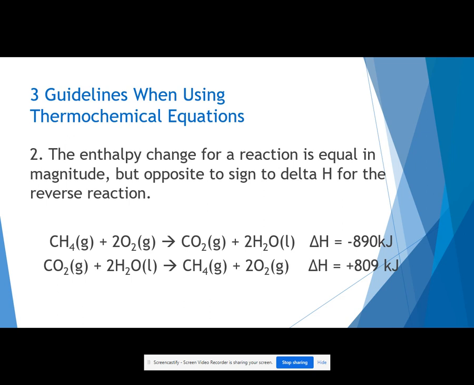The second guideline is that the way the reaction happens is important as well. So our original way that we wrote the equation was CH4 reacts with O2, and I have a negative delta H. But if you flip the equation, so here the reactants became products and the products became reactants. If you flip it and now methane is being created, we have to flip our sign as well.